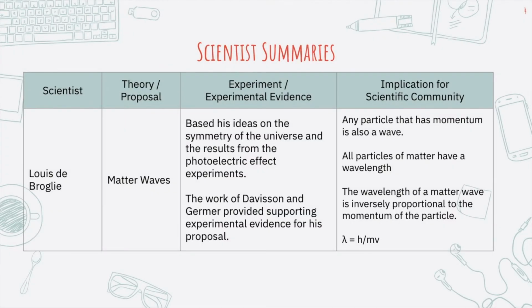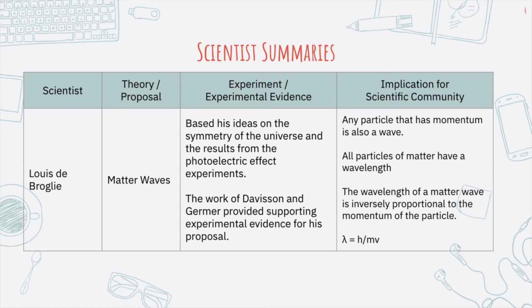The easiest way to do this would be to develop a table where you place the names of all of the scientists who are featured throughout the syllabus into this table. Then, look at the theory or the proposal of that scientist. For example, here we have Louis de Broglie. Now, Louis de Broglie's proposal was matter waves. Next, we'll look at either the experiment or the experimental evidence which supported this theory or proposal.